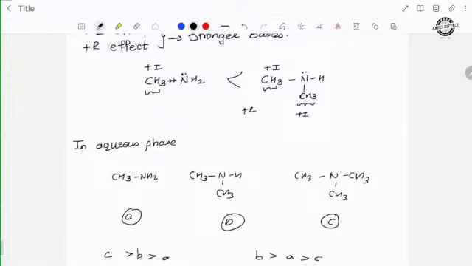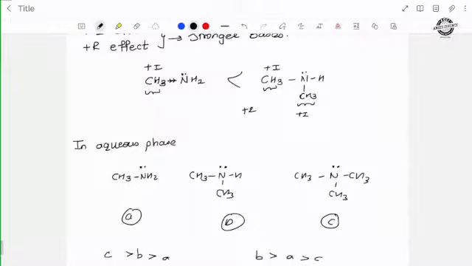Now explain. Why C is a weak base, although it has three plus I effects? Then also it is a weak base. हाइड्रोजन का कोई लेना देना नहीं है. What would be the reason that the tertiary amine is weak base as compared to primary and secondary? Any idea? Only plus I effect affects the basic strength, or is there any other effect which is also participating? Resonance है ही नहीं बेटा.